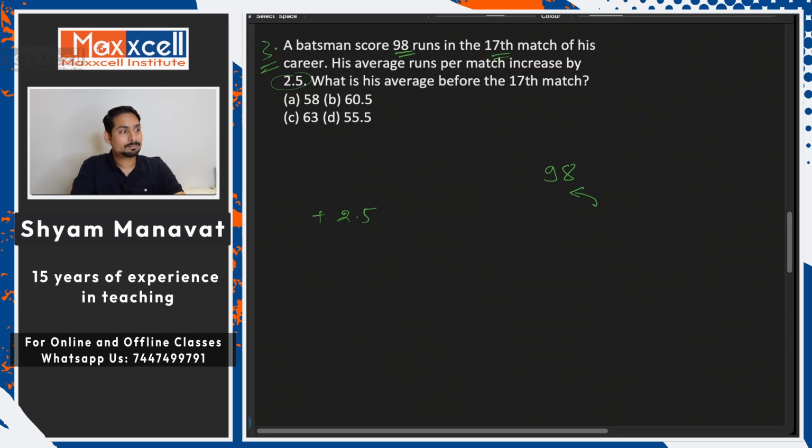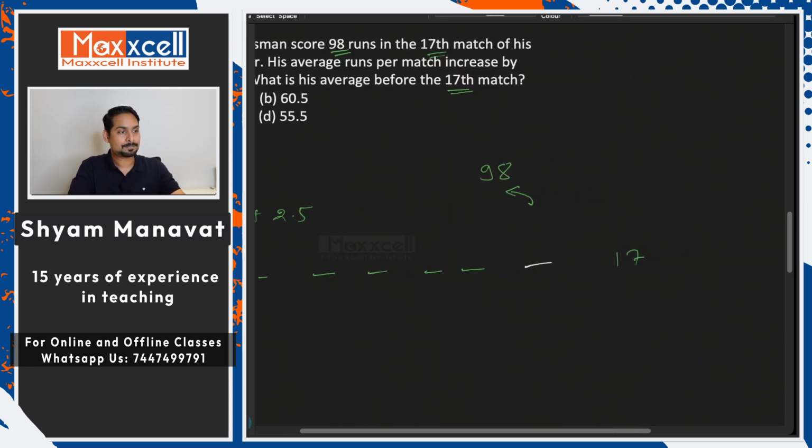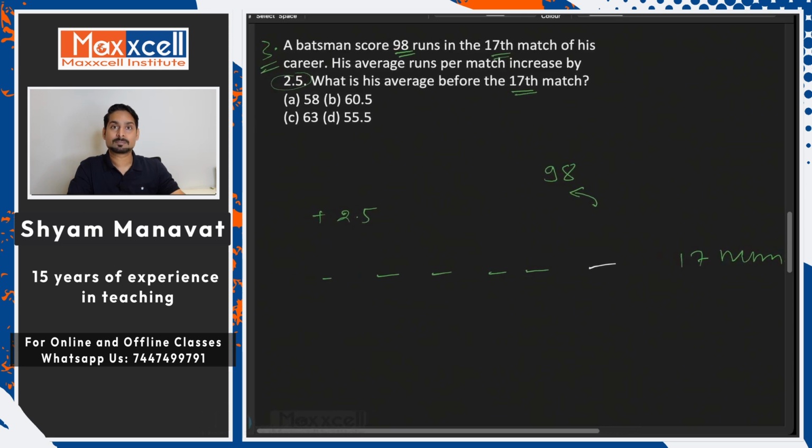What is the average before the 17th match? Shall we try some shortcut? Okay. So imagine you had the 16 numbers, and then you got the 17th one also. And now all the 17 numbers, 17, not singular, 17 numbers, have whatever was the average plus 2.5.